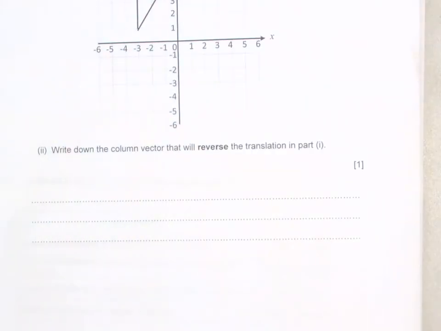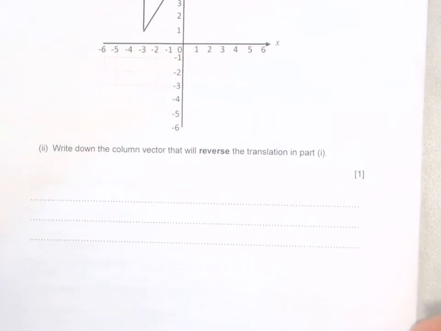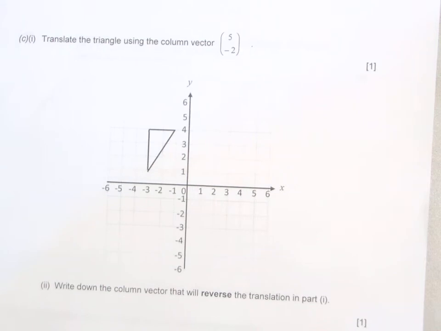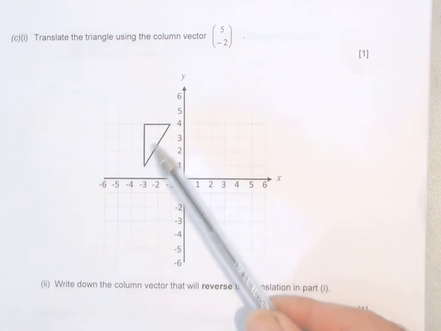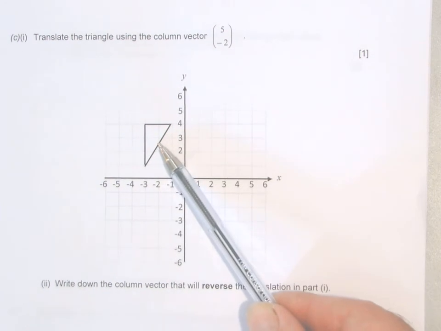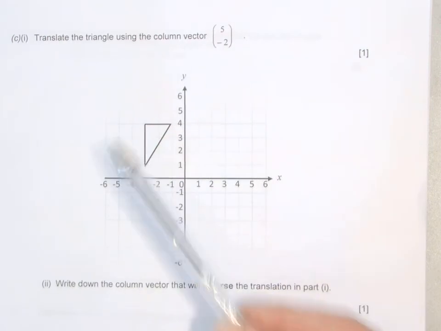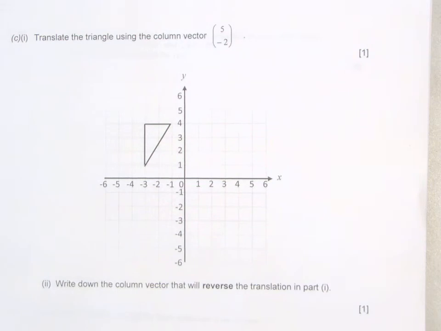And then part C, we're now talking about a translation. Now, what a translation is, a translation just slides the shape along the grid, right? So the orientation of that triangle, the way it looks there, it's going to look exactly the same. When I move it, it's just going to be in a different position, right? But it's going to be exactly the same way up, exactly the same orientation.